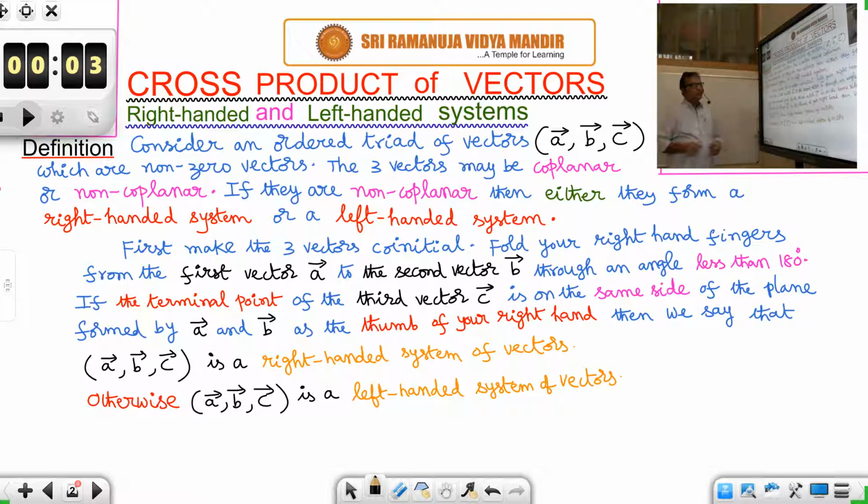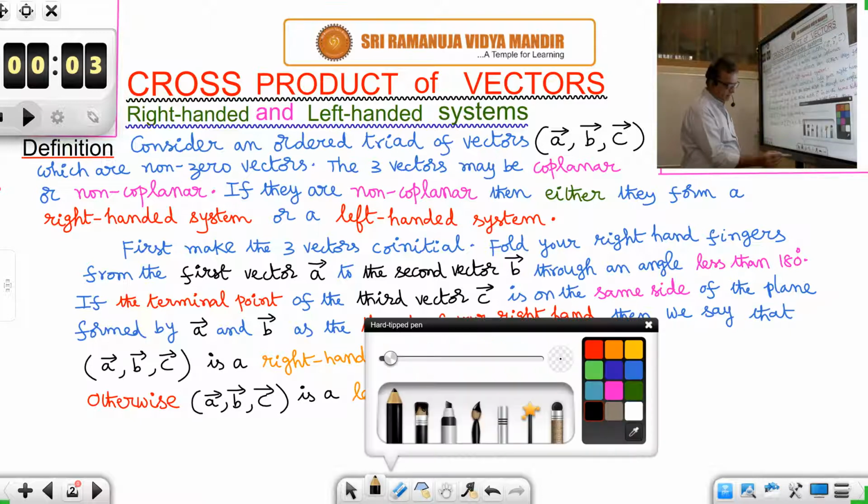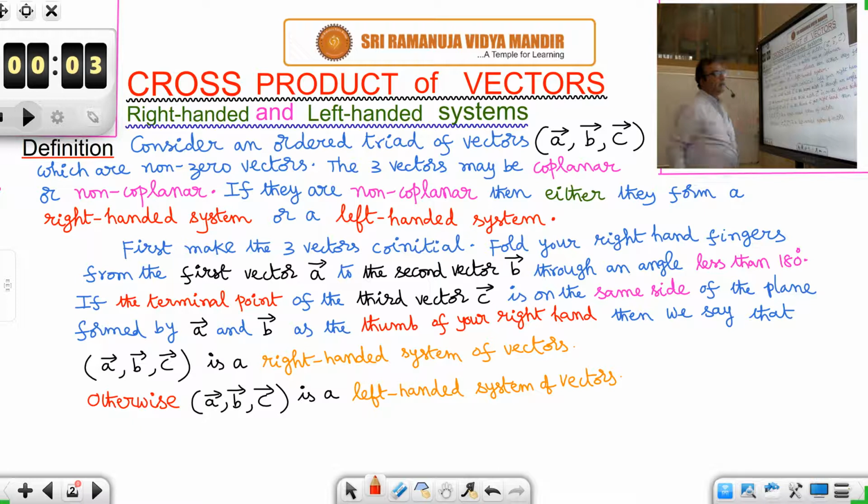So, definition: consider an ordered triad of vectors, that means three vectors written in order. First vector is A bar, second vector is B bar, third vector is C bar. That is called an ordered triad of vectors, which are non-zero vectors. None of them is a zero vector.